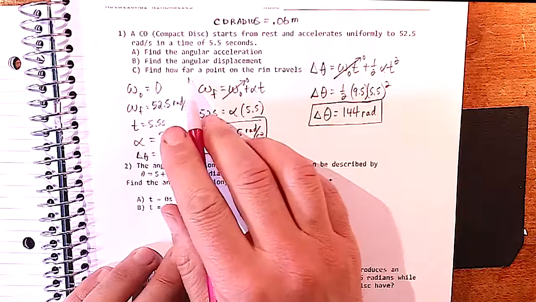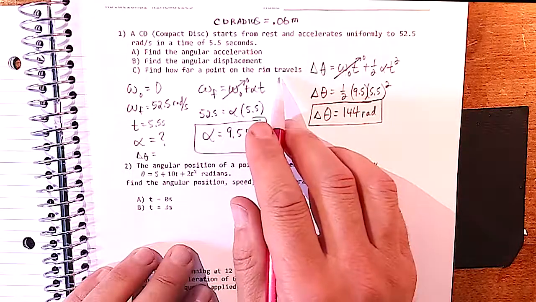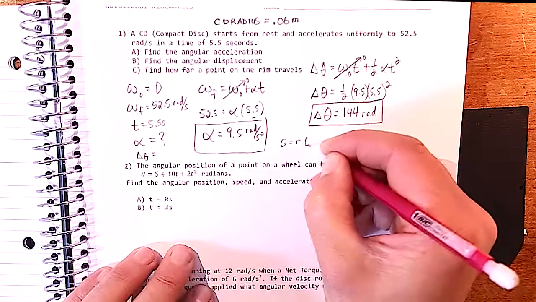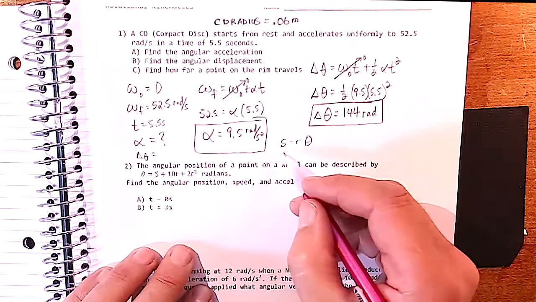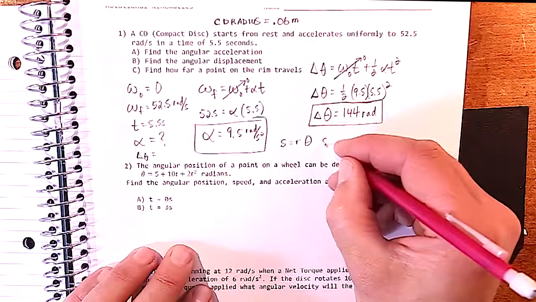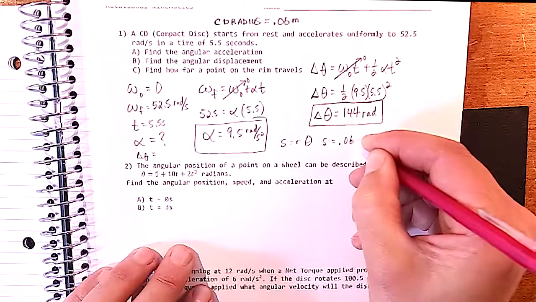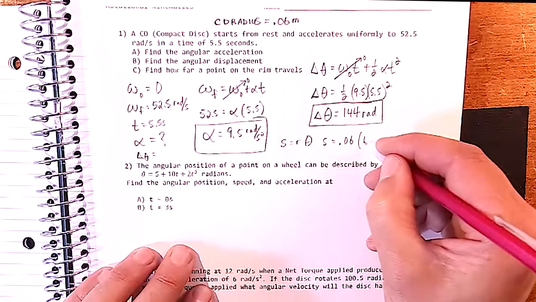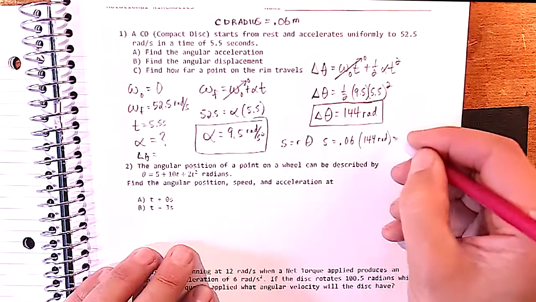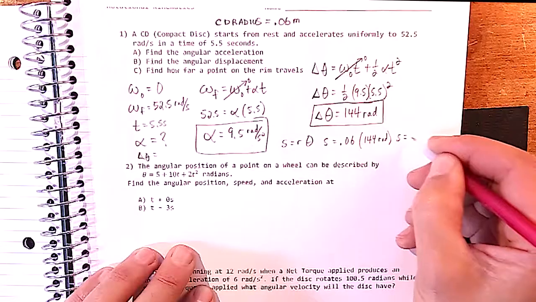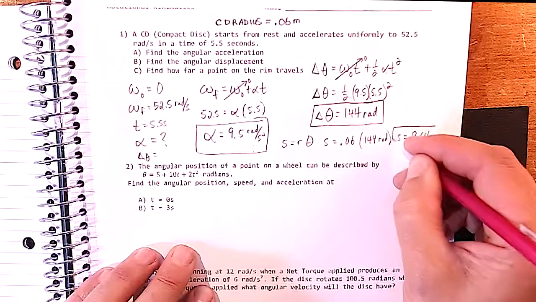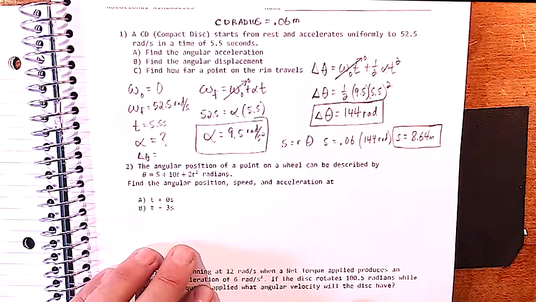And then it says, how far does a point on the rim travel? Well, we know the formula S equals r theta. That's the formula for arc length, in case you've forgotten that. So if we want to know how far it's gone, all we have to do is multiply the radius, 0.06, times the angular displacement, 144 radians. And that gives us a number of 8.64 meters.